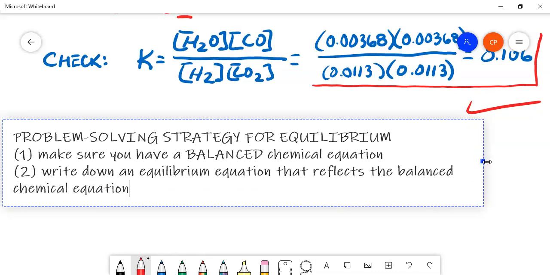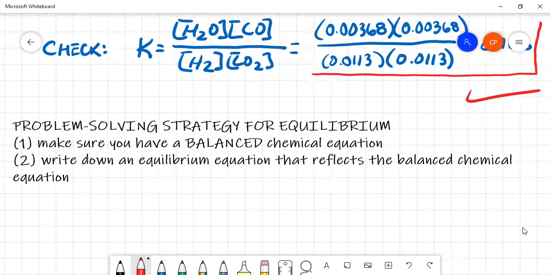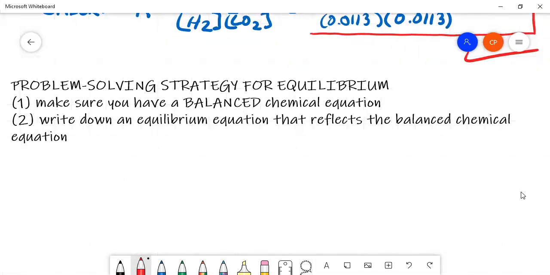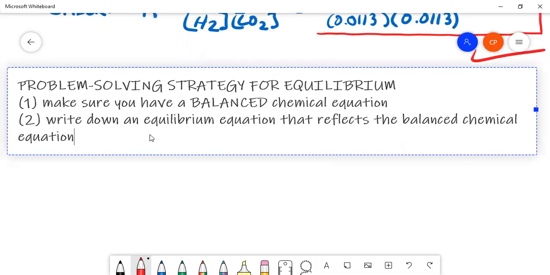We need to make sure we have our equilibrium equation right. And again, if we don't get that equilibrium expression right, then everything else falls apart. I gave a decent amount of time to how we write down these equilibrium equations for that very reason. So you need to make sure the equilibrium equation comes in correctly.